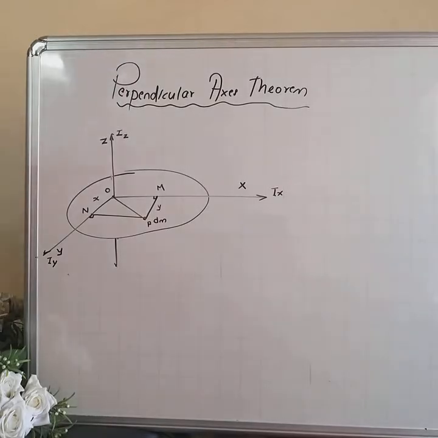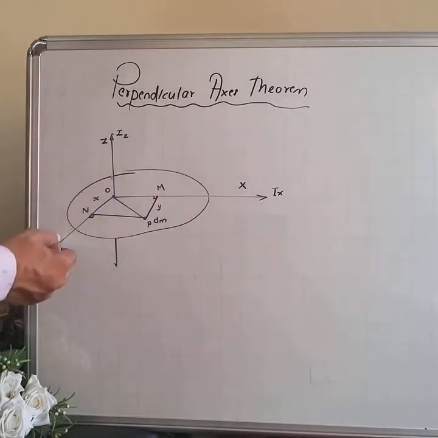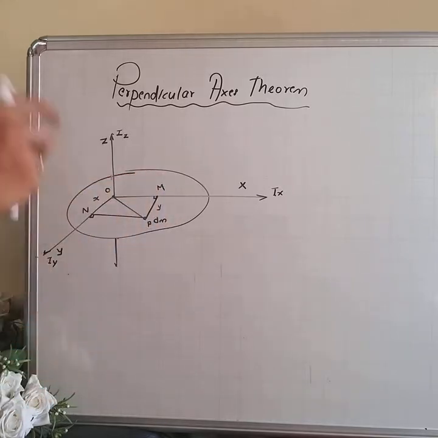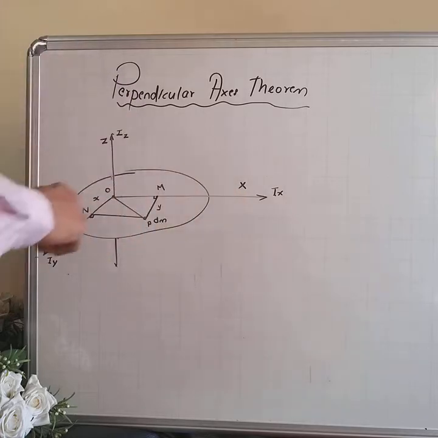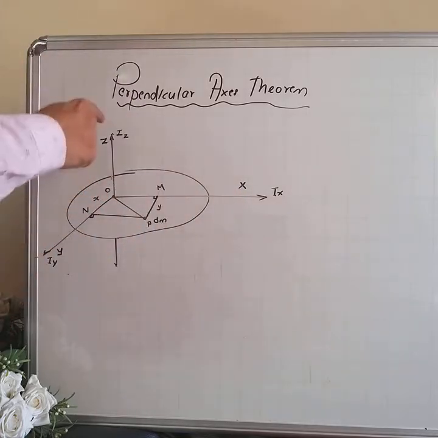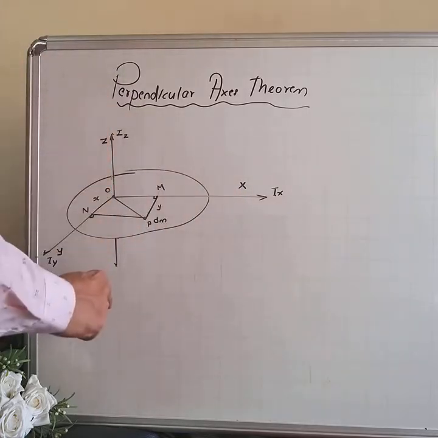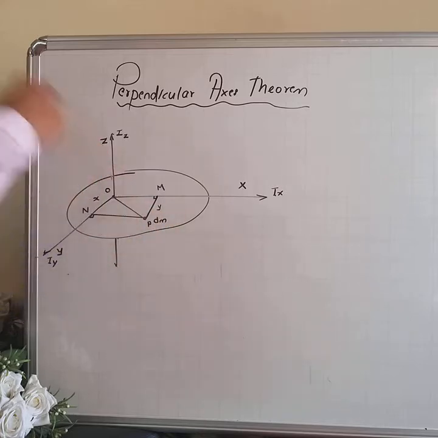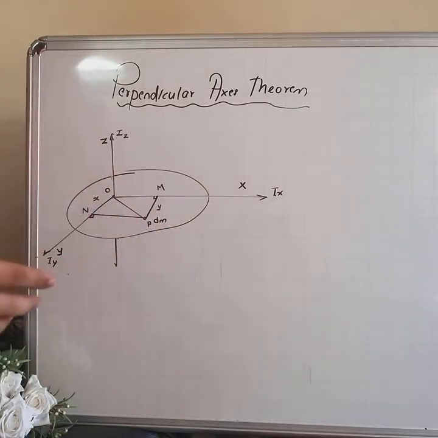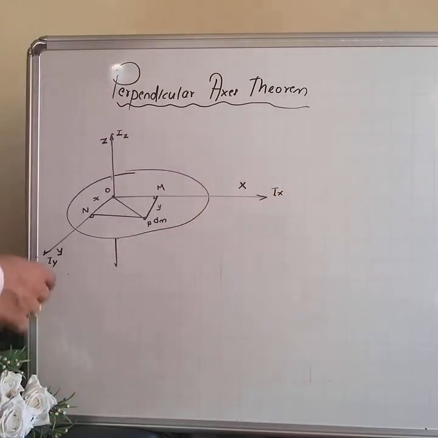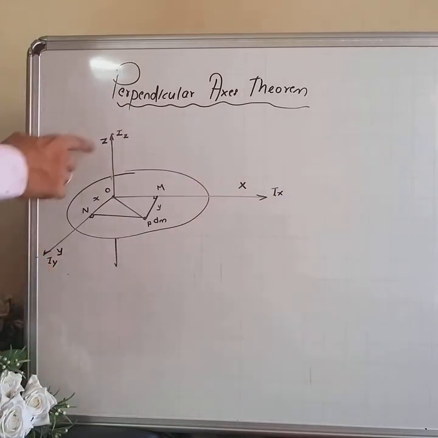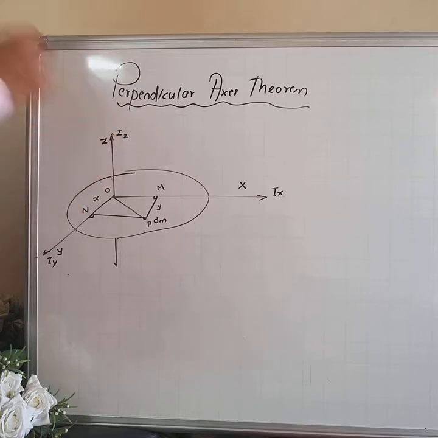See here, this is a flat lamina and the x and y axes are the two axes lying in the plane of the lamina and they are perpendicular to each other. They intersect at point O, and this axis perpendicular to the lamina is the z axis. Now I assume that the moment of inertia about the x axis is Ix, about the y axis is Iy and about the z axis is Iz.